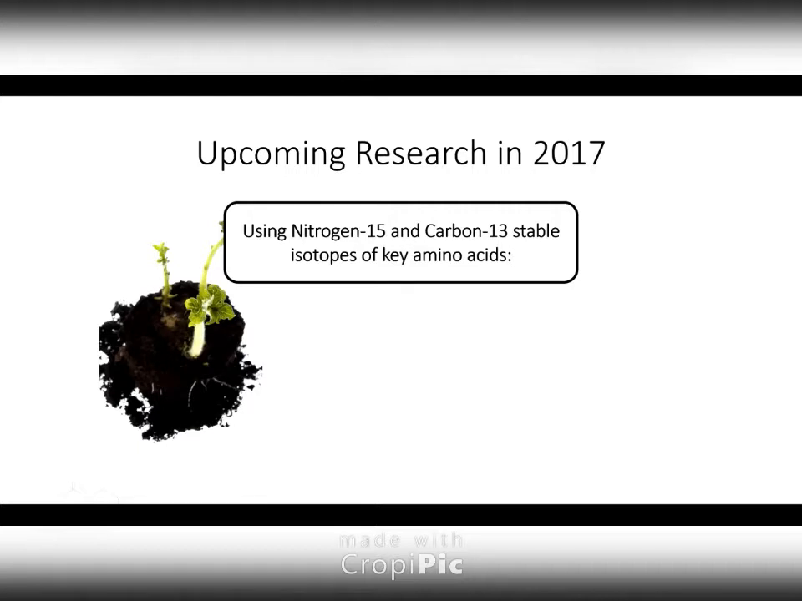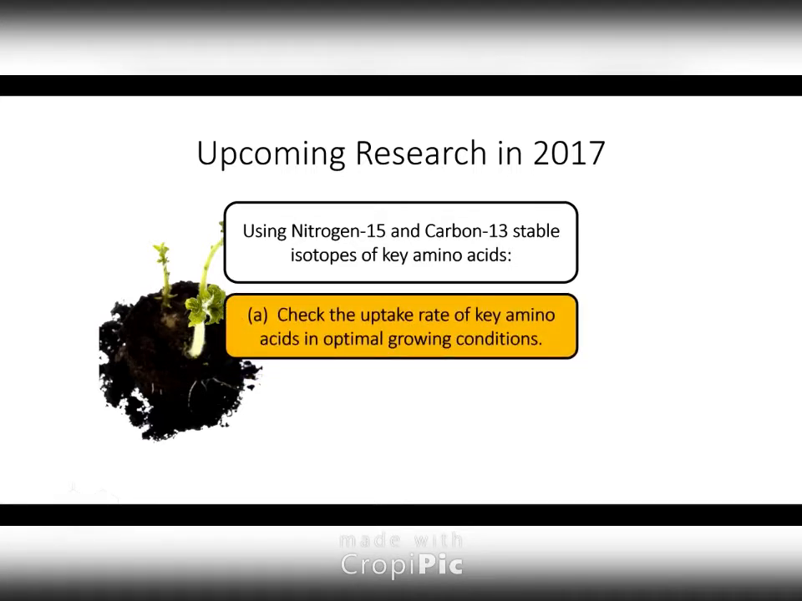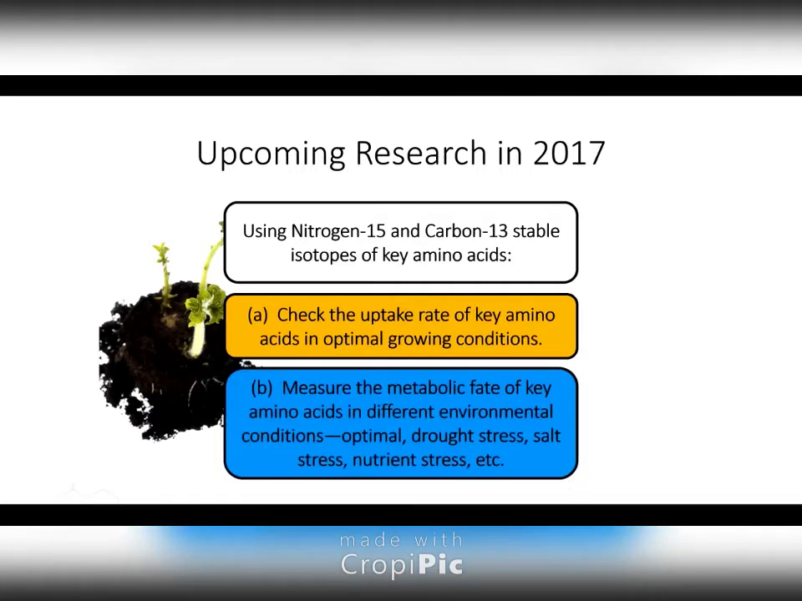Did it turn into glutamic? Did it turn into chlorophyll? Did it go into proline? Did it do other sorts of things? And we can track it down to that level. And that's exciting. For us, we're able to check the uptake rate for these different amino acids in optimal growing conditions, but we're also able to see the metabolic state when there's different environmental conditions.